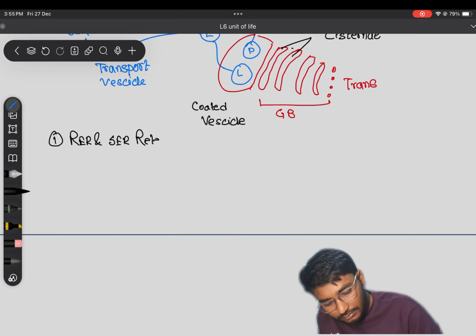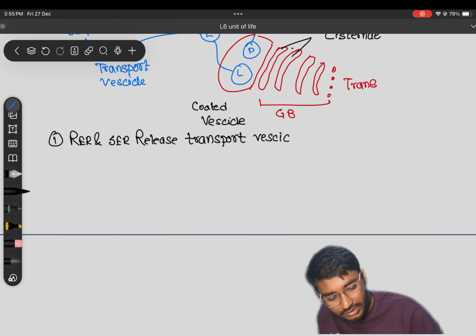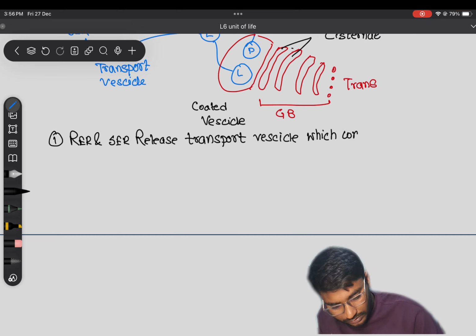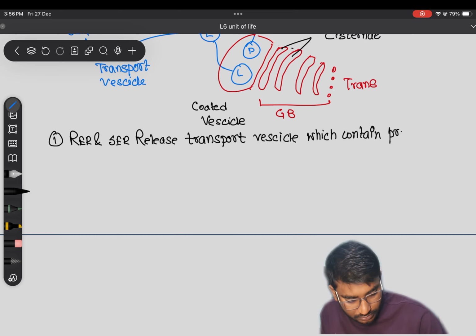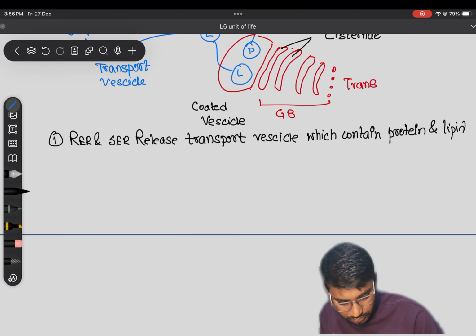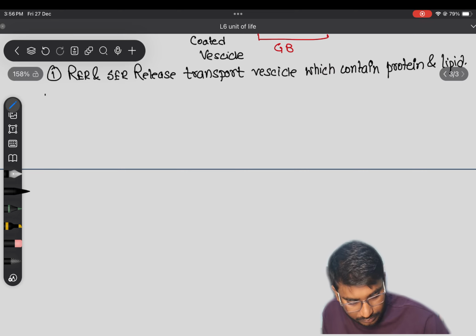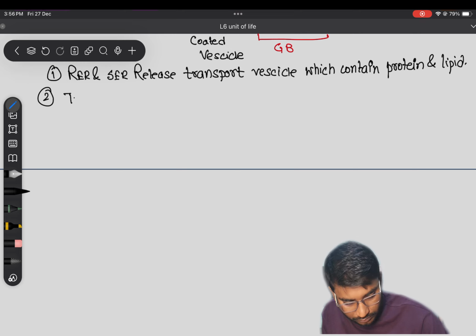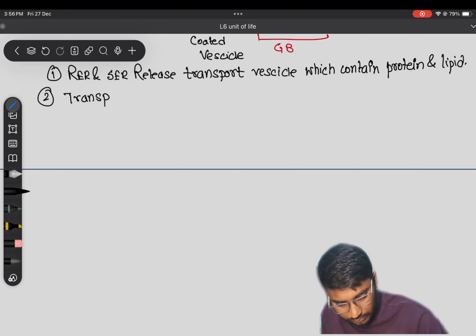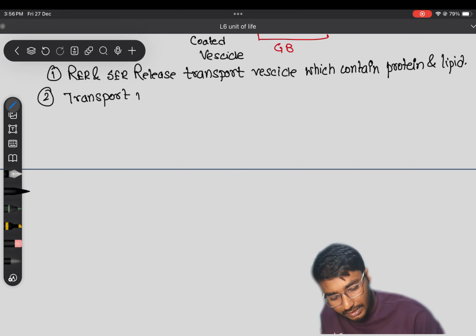the RER and SER release transport vesicles which contain protein and lipid.